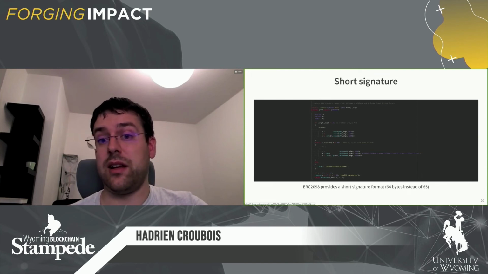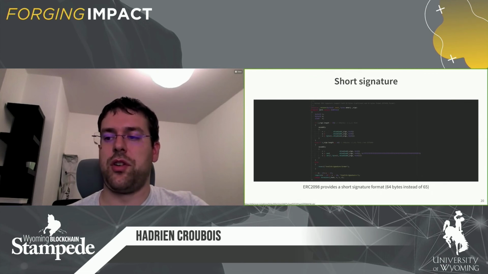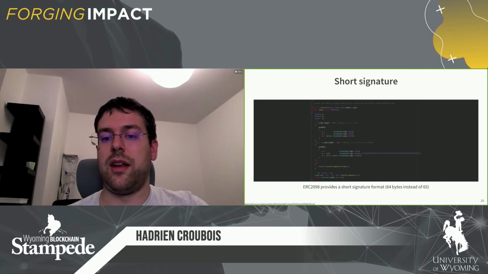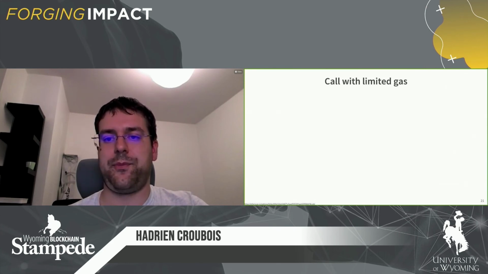So you might have a look at it, and it's very simple to support both formats of signature at the same time. So it will make your application future-proof, so that if at some point short signature becomes a de facto standard, then your smart contract will have the ability to process them. Also, it's more gas efficient since there is less call data to send when you send a smaller signature.